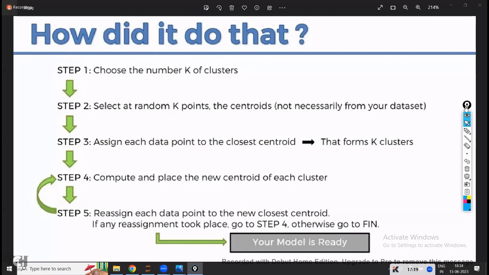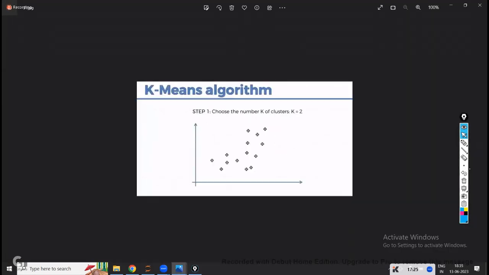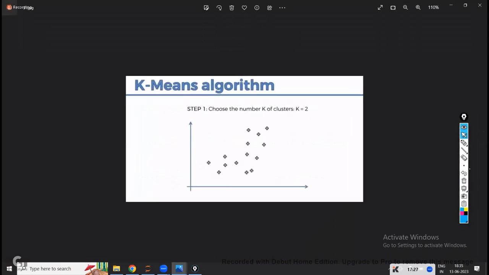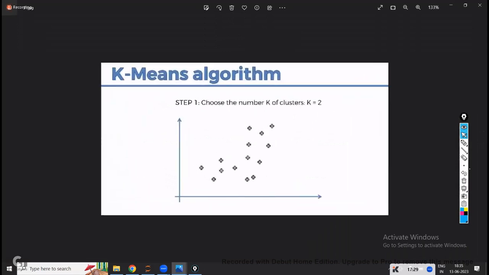Let's see how it is going to work with an example. Here, let us assume these are the data points. For these data points, the first step is to choose the k number of clusters. Point number 1, choose the k number of clusters. I'm going to choose k equal to 2. Here we are going to take from k equal to 1.